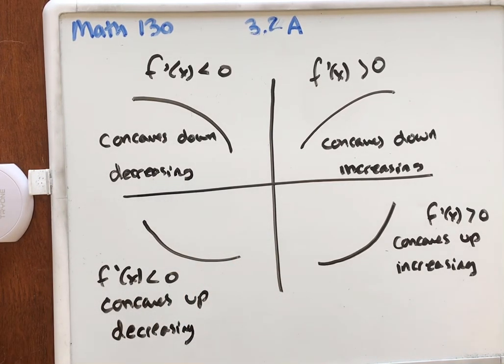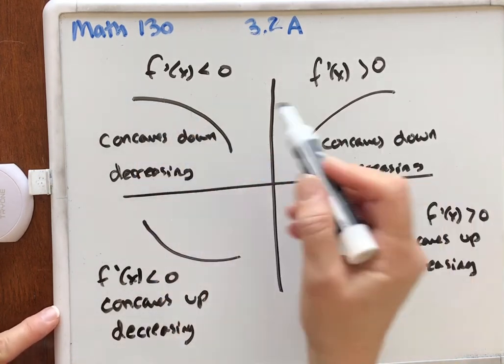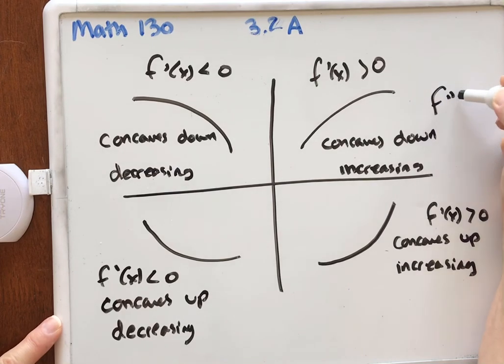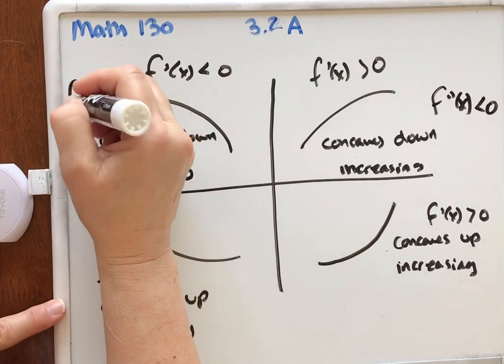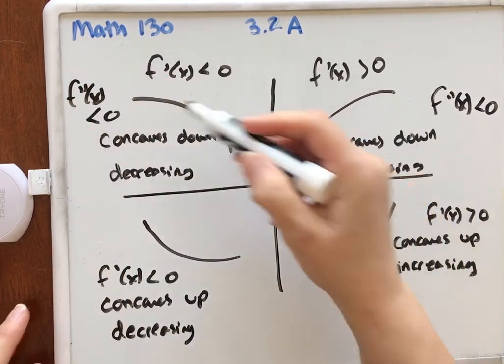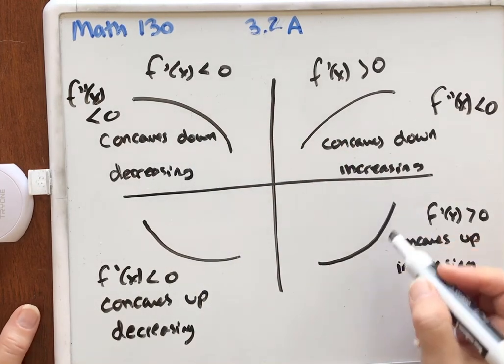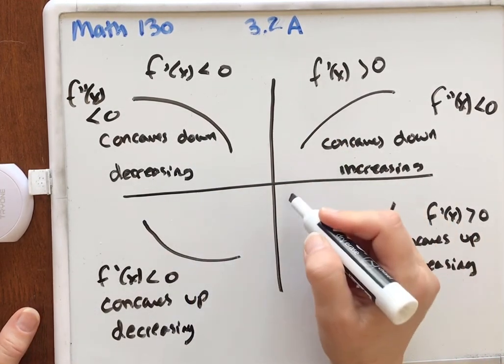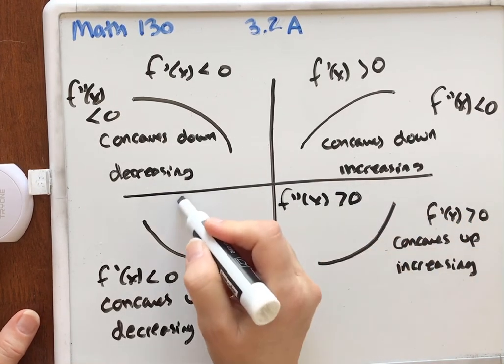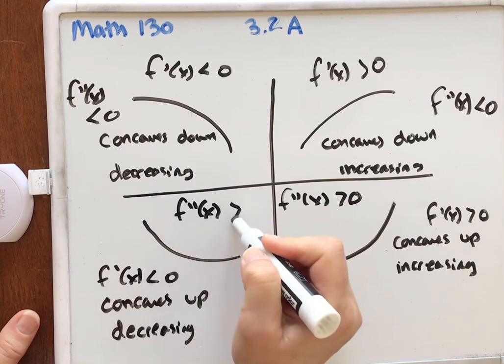Okay, what else can we put in this now that we looked at our new theorem? Well, for concaves down, for these two, we can also state that f double prime x is less than 0, because it concaves down. And because these concave up, we can state that f double prime x is greater than 0.